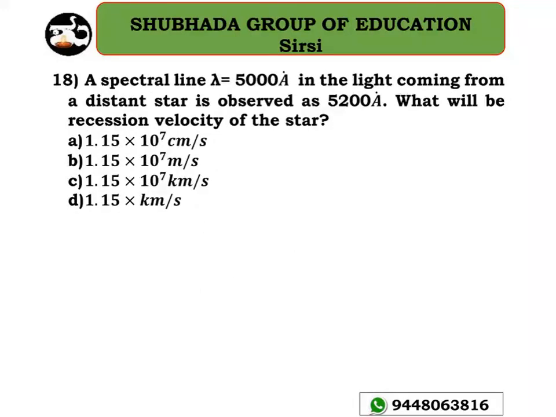Okay, look at the next problem. The spectral line lambda equal to 5000 angstrom in light coming from a distant star is observed as 5200 angstrom. What will be the recession velocity of the star? In this case the concept behind this problem is Doppler's effect. You have studied Doppler's effect, correct?